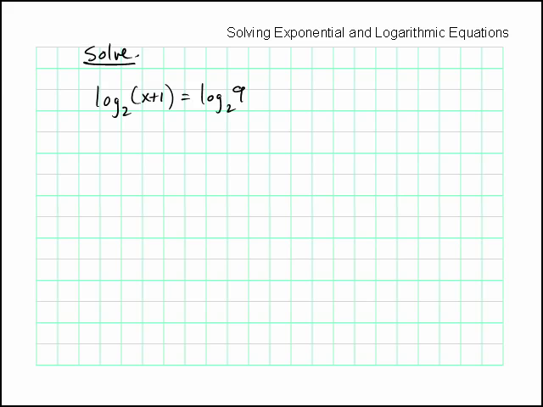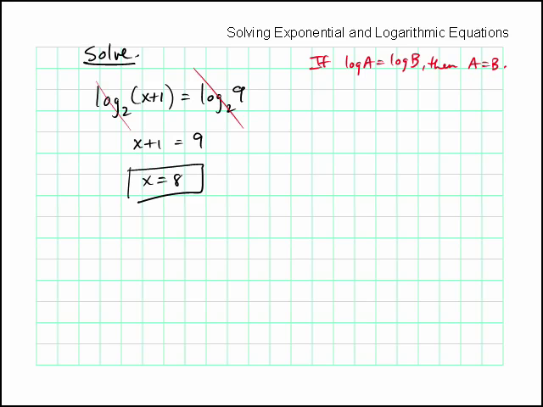The rule is this. If I have the log of a equaling the log of b, then a must equal b. In other words, if I have a log equaling a log, same base of course, these logarithms will just go away, and I'm left with x plus 1 equals 9. Very simple. x must be 8. And so I've solved for x.